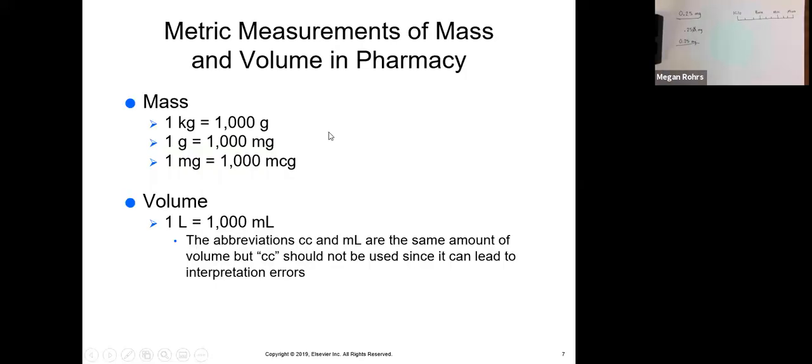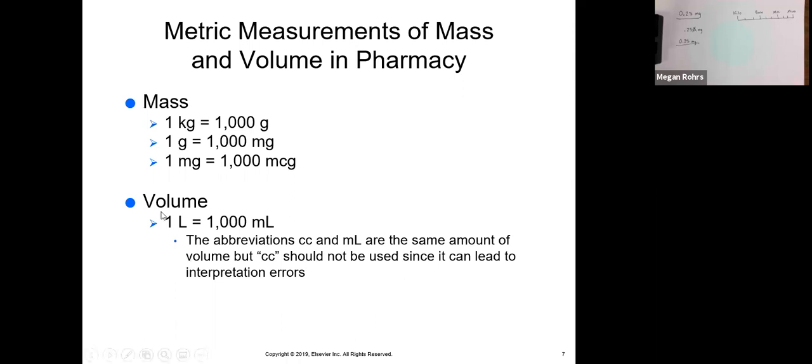So some common conversions that you just need to begin memorizing here. 1 kilogram is equal to 1,000 grams. 1 gram is equal to 1,000 milligrams, and 1 milligram is equal to 1,000 micrograms. Like I said, no matter if we're looking at grams, liters, or meters, we always start with a base unit, and then depending on the prefix, will indicate how much we're deviating from that base unit.